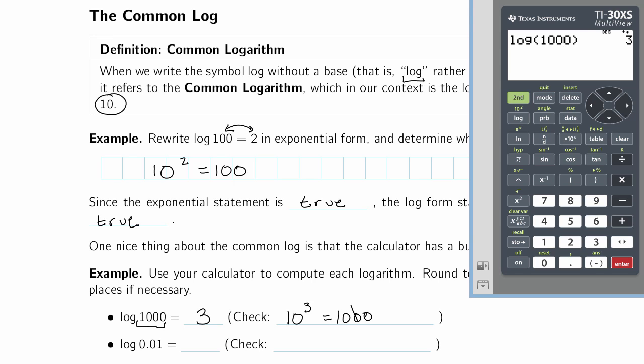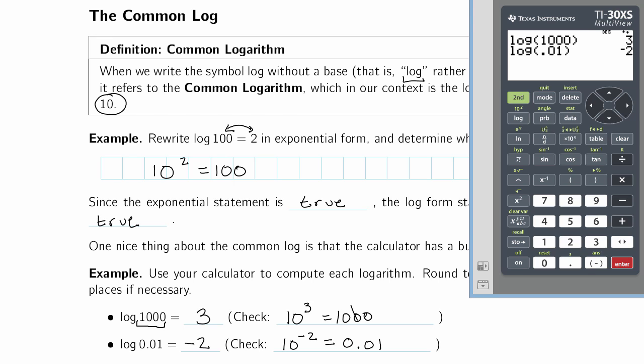The log of 0.01 on the calculator, log 0.01, close parenthesis, enter, we get -2. The log of 0.01, according to the calculator, is -2. That means 10 to the -2. Base stays 10. Exponent and the argument switch places. So 10 to the -2, it should be 0.01. Right, 10 to the -2, that's 1 over 100. That's 1/100th. That's what that decimal is.